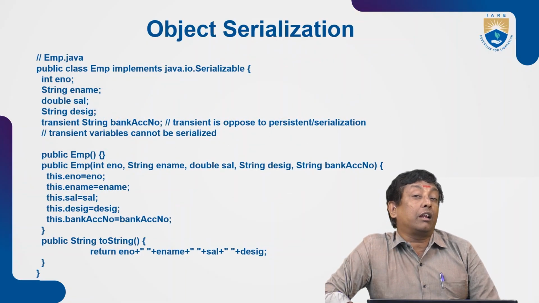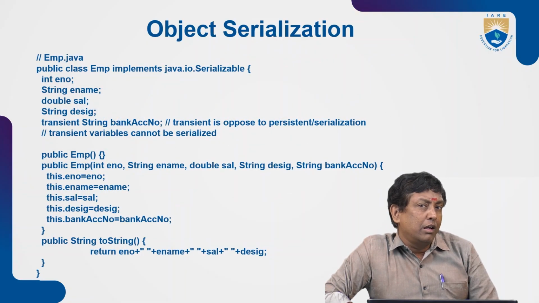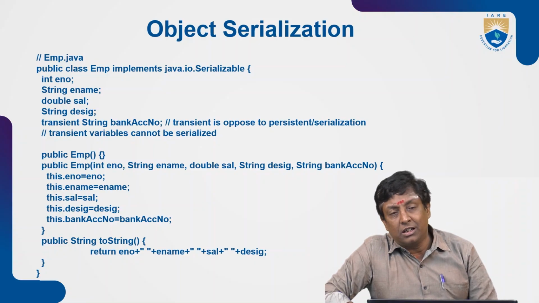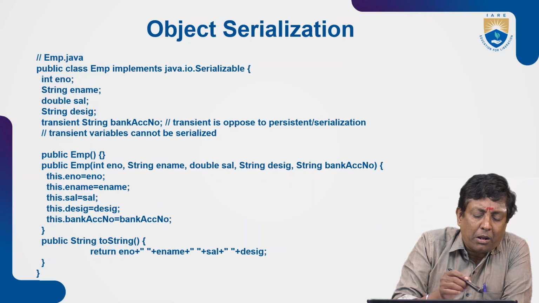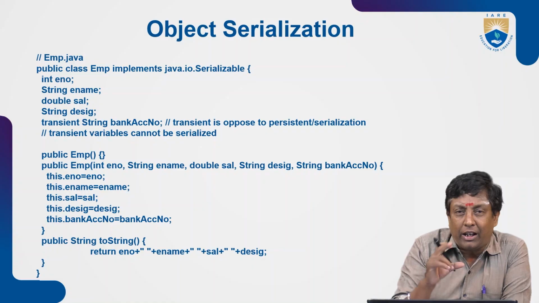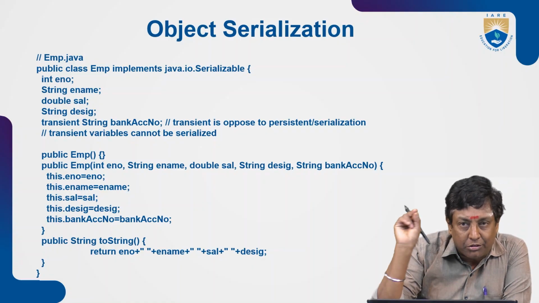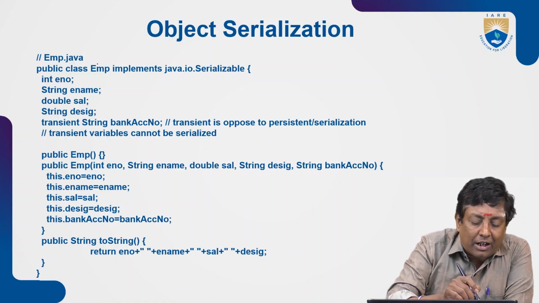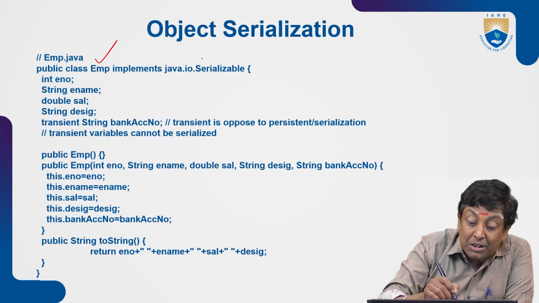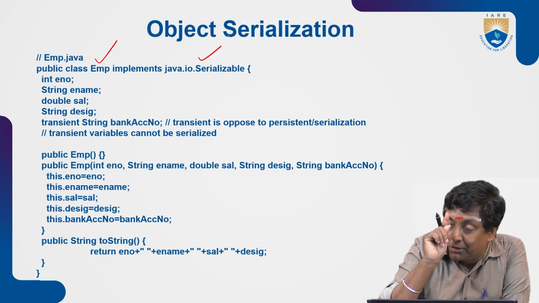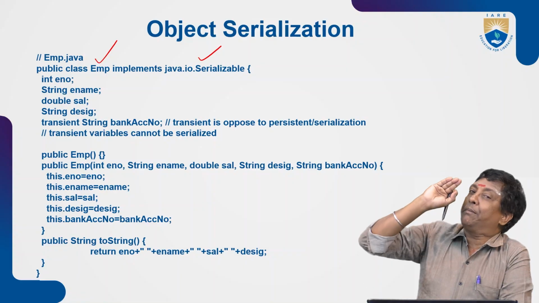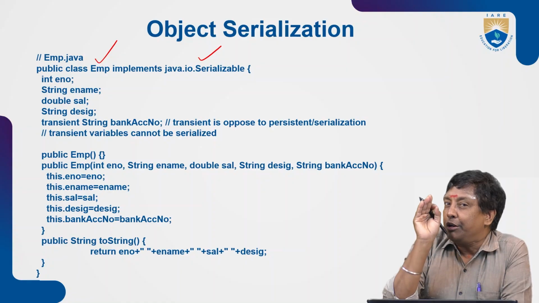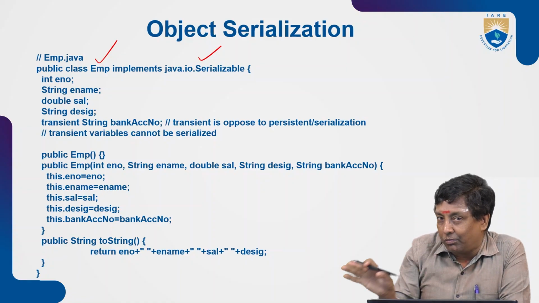Whenever you're writing object serialization, first of all you start with a bean: which objects you want to store into a file and whose state you want to read back from the file. So we want to use the Employee class, public class Employee. Whenever you write a class whose objects are to be stored into a serializable file, the class must be declared public, and it must implement java.io.Serializable. Don't forget this.